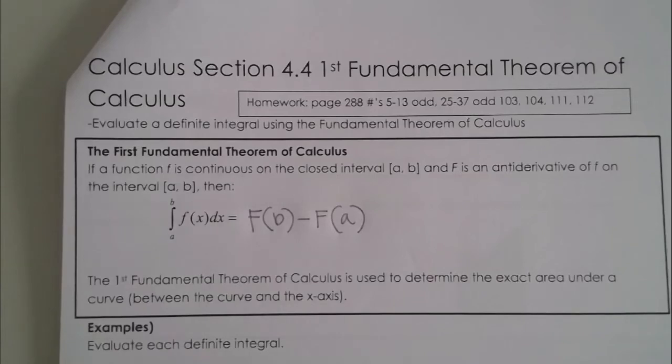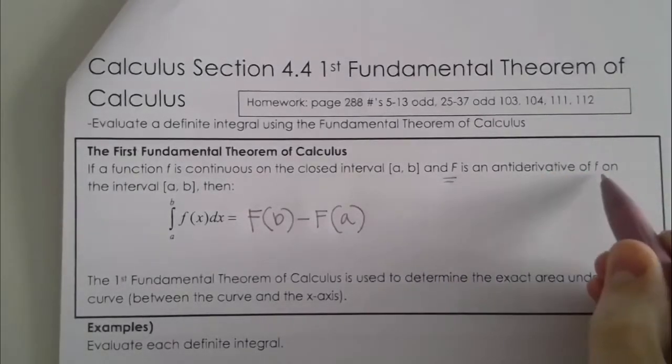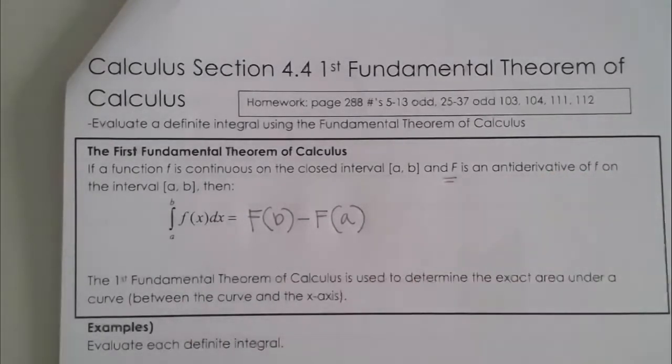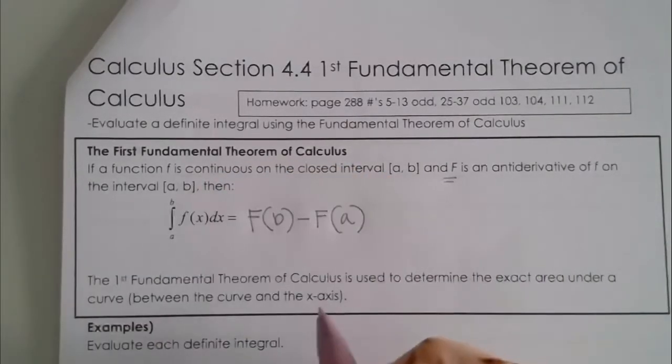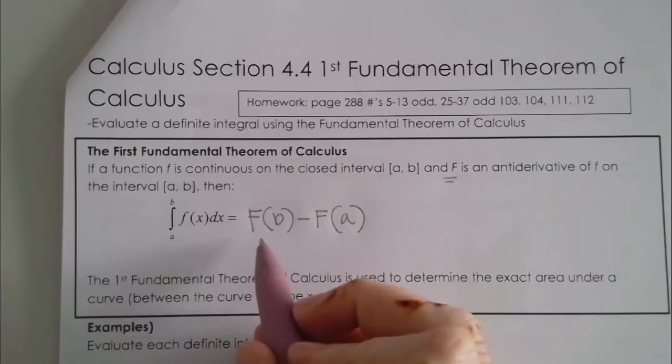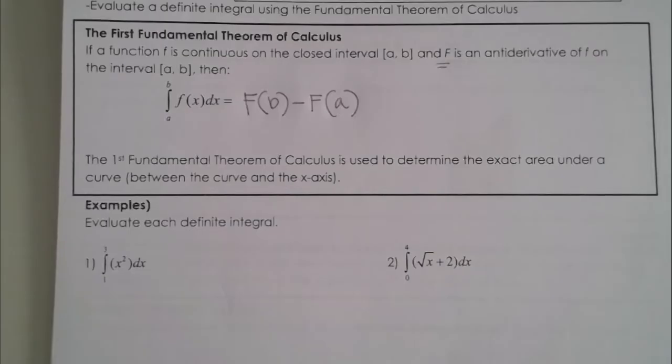We have the first fundamental theorem of calculus. It says that if a function f is continuous on the closed interval from a to b, and this big F is the antiderivative of the little f on that interval from a to b, then the integral from a to b is equal to the antiderivative of b minus the antiderivative of a. So let me show you how we put this into use.